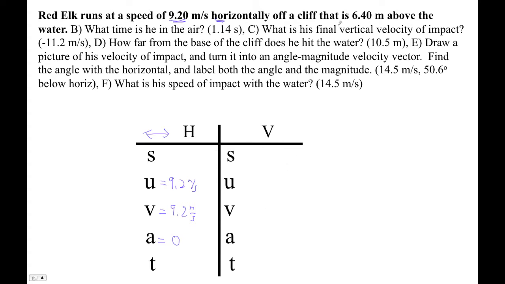Let's see, it's 6.4 meters above the water, right? So let's draw that cliff again. We need it. This is 6.4 meters, but I don't just put 6.4 here. Remember, he's going to start here and end there, right? So that's actually down 6.4 meters, right?